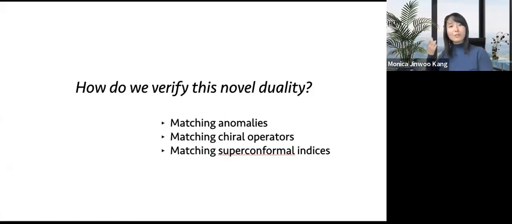Now, how do we verify this novel duality? We're going to do it by matching 3 different things. We're going to first match anomalies. We're going to match chiral operators, thus the operator spectrum, and match superconformal indices.